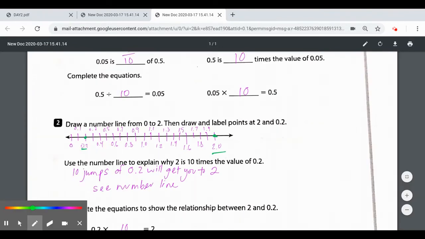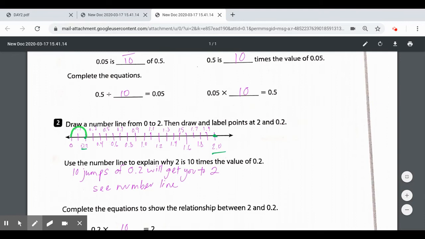All right, so for number 2, you had to draw a number line from 0 to 2 and then label your points at 2 and 2/10. So I have a point at 2/10 and I just underlined it since I ended up labeling all of them. And then I underlined the 2 as well. The second part says, use the number line to explain why 2 is 10 times the value of 2/10. So that's what I'm going to do now.